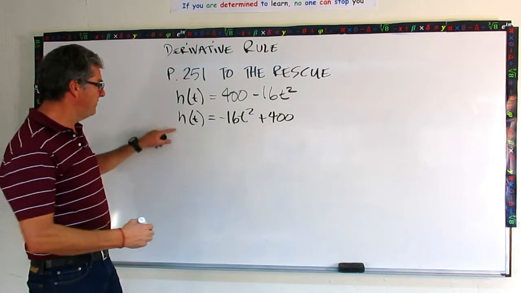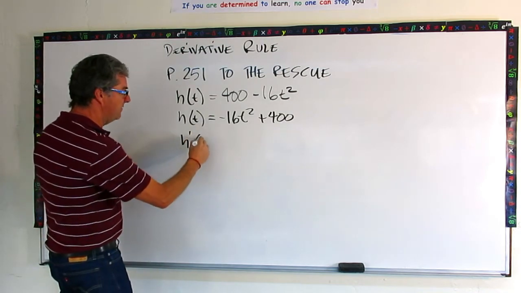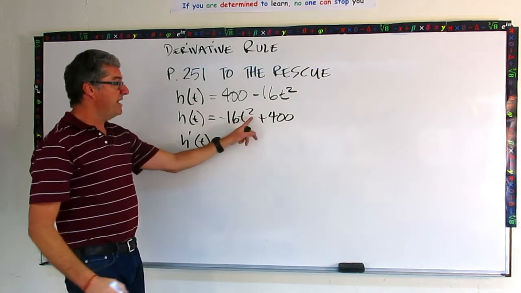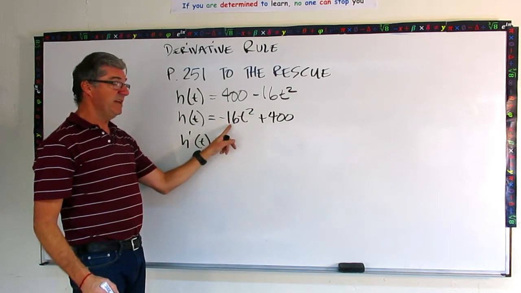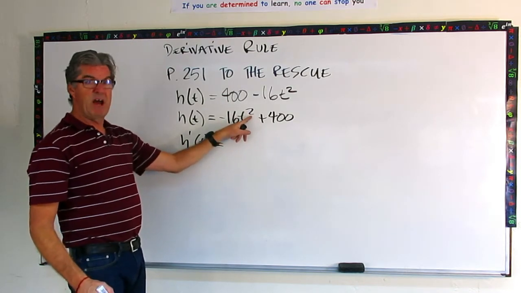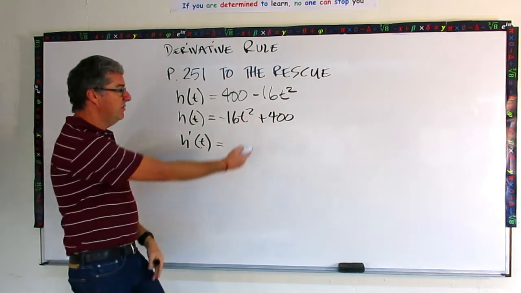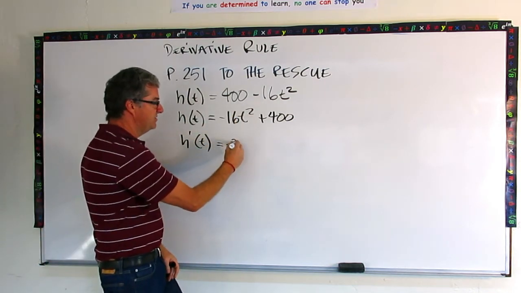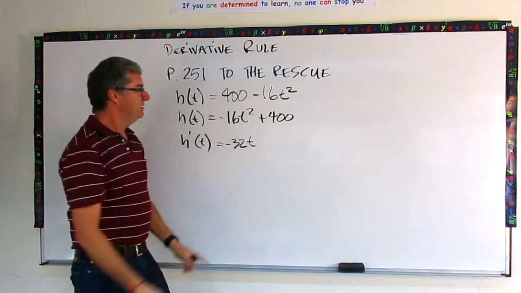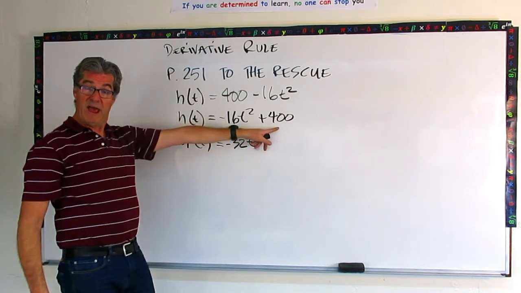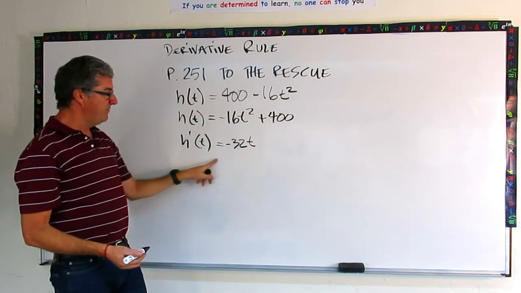So let's find our derivative function. That would be h prime of t. Now I take my 2, multiply it by the negative 16, and reduce that by 1 to 1. So this is going to be 2 times negative 16 is minus 32t. The constant goes away. Boom. So here's my derivative function.